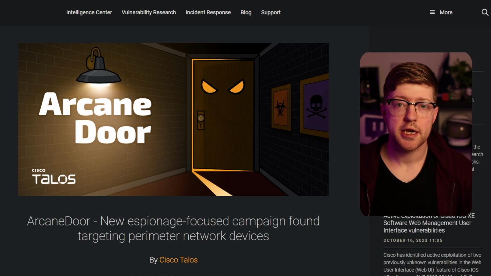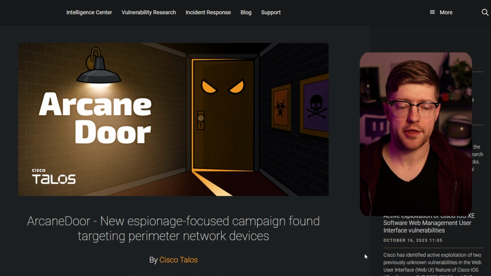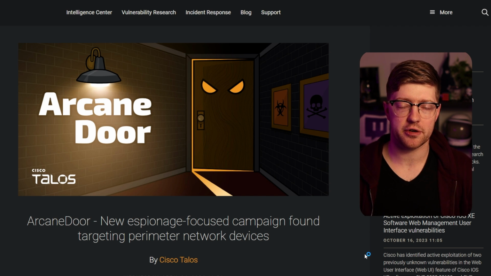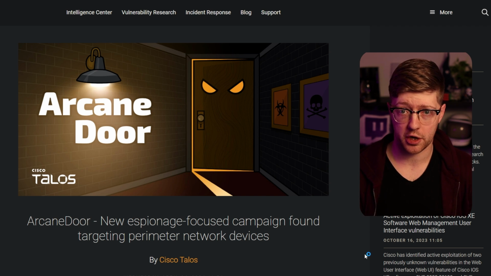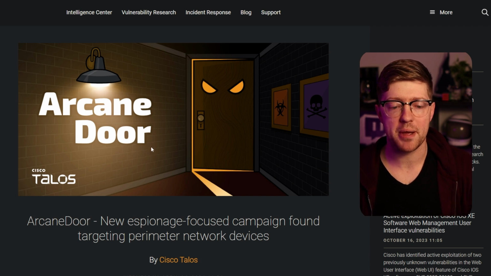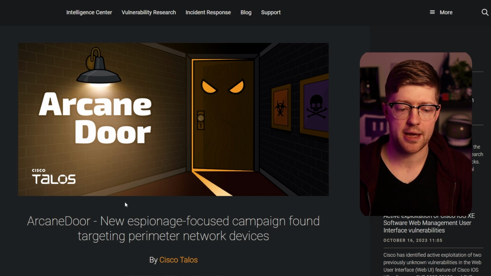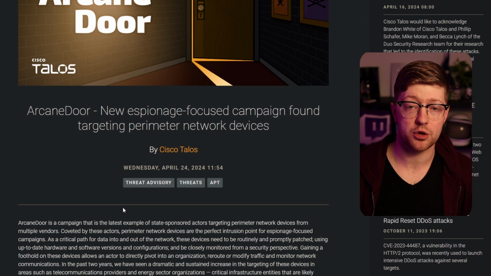Now, the backdoor we're going to talk about was caught by Cisco Talos, the threat intelligence organization within Cisco. What they do is they collect telemetry from devices around the world, as well as crash dumps from failed hacking attempts, and use that to put together intelligence about campaigns that are going on around the world. They're calling this campaign Arcane Door, and the backdoor we're going to talk about is in the Arcane Door campaign, but I think what's happening with Arcane Door is really interesting.